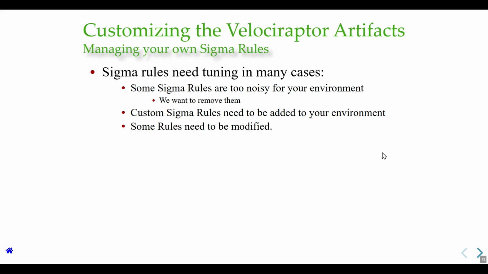Okay, so in the last section we saw how we can use the curated rules to quickly triage an endpoint, but usually those rules will be quite noisy, and you might want to customize those rules for your own purposes. It's actually quite simple to do, and I'm going to show you now how we can customize our own Sigma rules with the Velociraptor Sigma curated set.